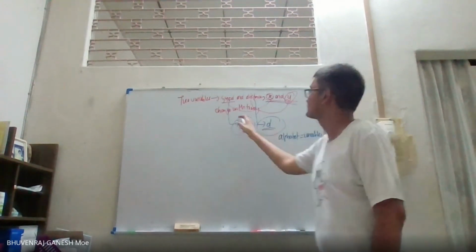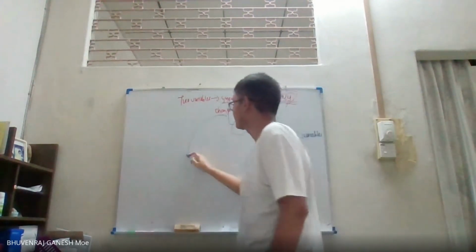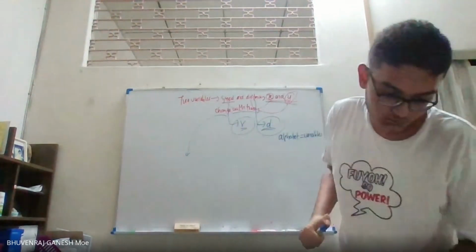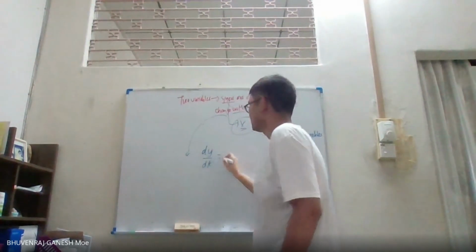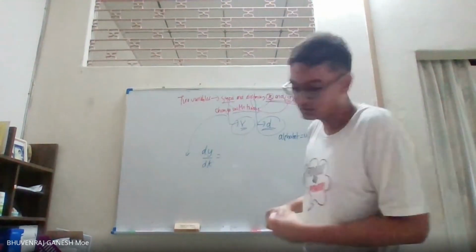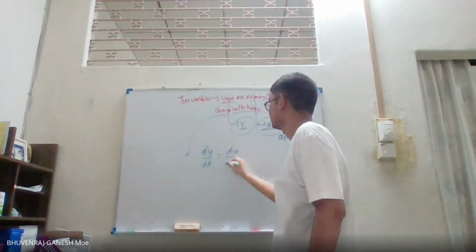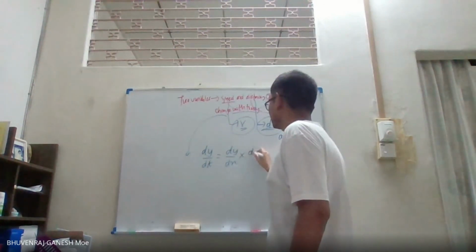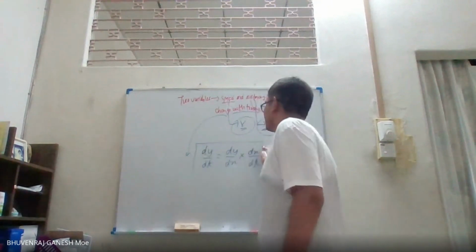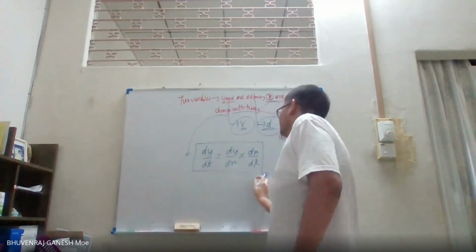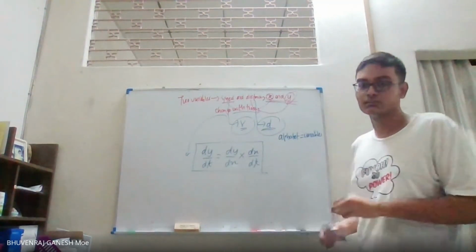They change with time. So the formula is like this: dy over dt is dy over dx times dx over dt. This is one type of formula that they can come out with. So this is a formula that we use.